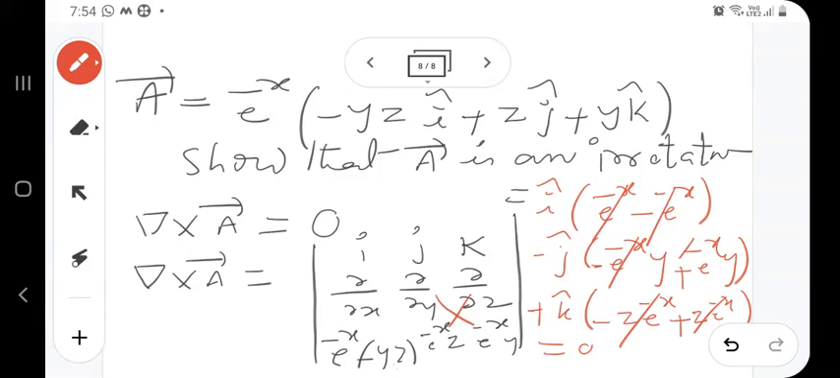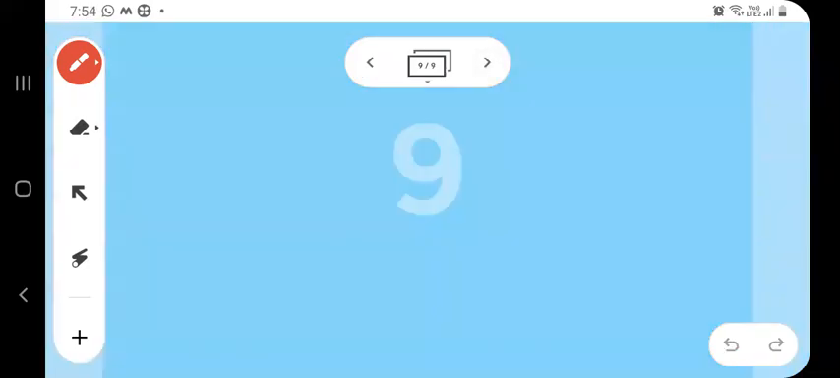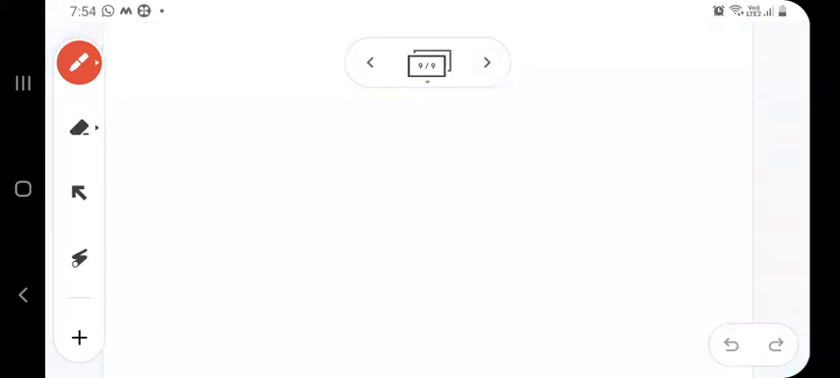Therefore, the given vector a bar is said to be an irrotational vector. If the curl of a given vector equals 0, that vector is called an irrotational vector.